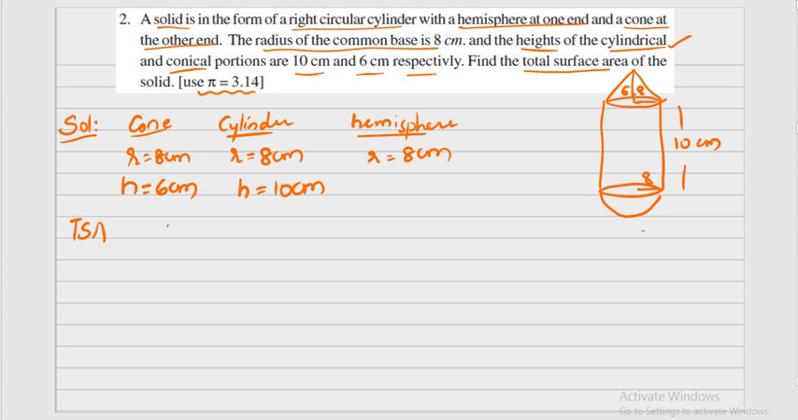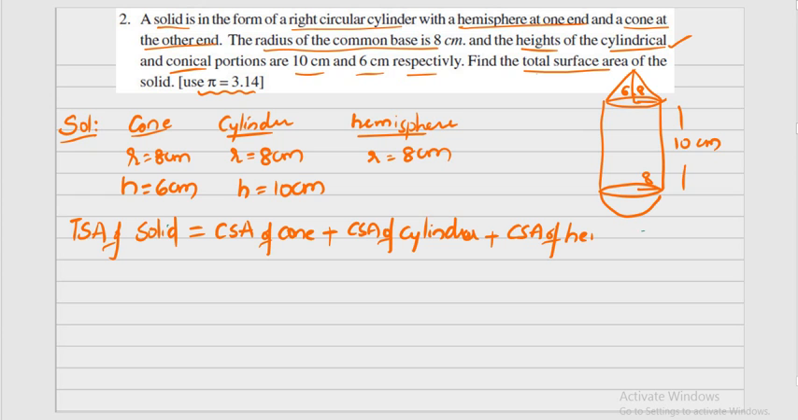Now what do I need? TSA of the new solid, right? If I want to find the TSA of the solid, what are the things that I need to consider? CSA of cone, because we cannot see the base of the cone. Next CSA of cylinder, because we cannot see the bases of the cylinder. Next CSA of hemisphere. When I add all these three, I am going to get the total surface area of this solid.